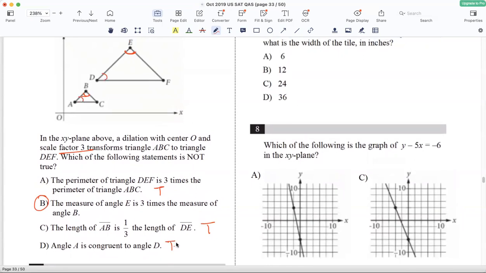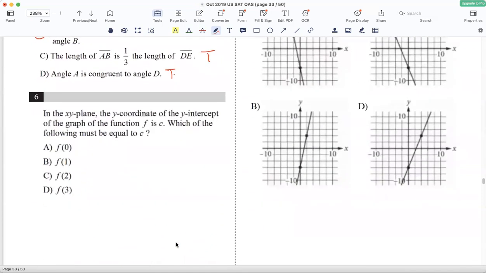In the xy plane, the y coordinate of the y-intercept of the graph of the function f is C. Which of the following must be equal to C? So you know that the y coordinate of the y-intercept is the point where the graph cuts the y-axis. So this is given as (0, C). So the value of the function at 0 will be C, option A.